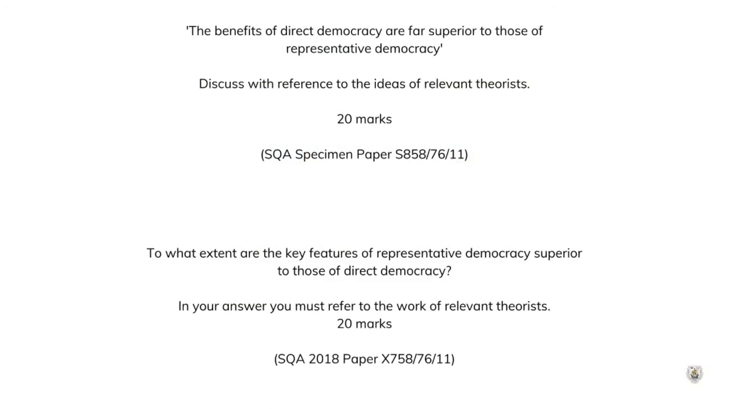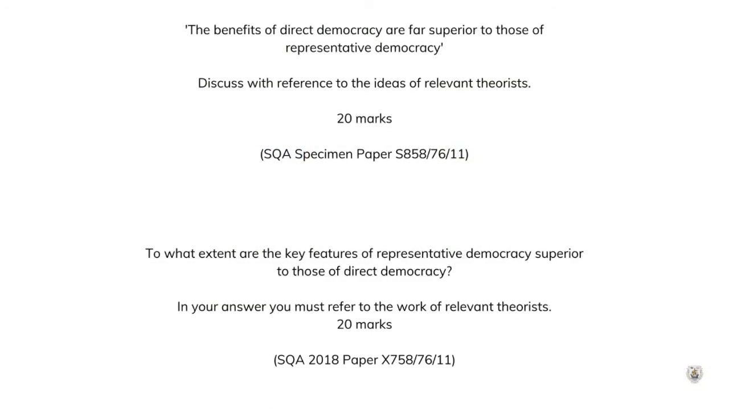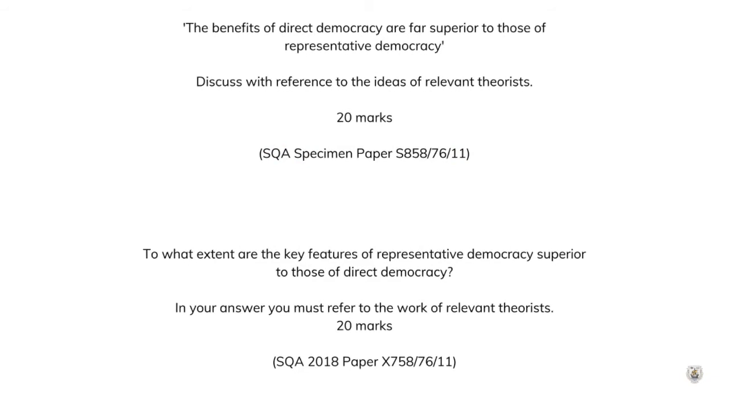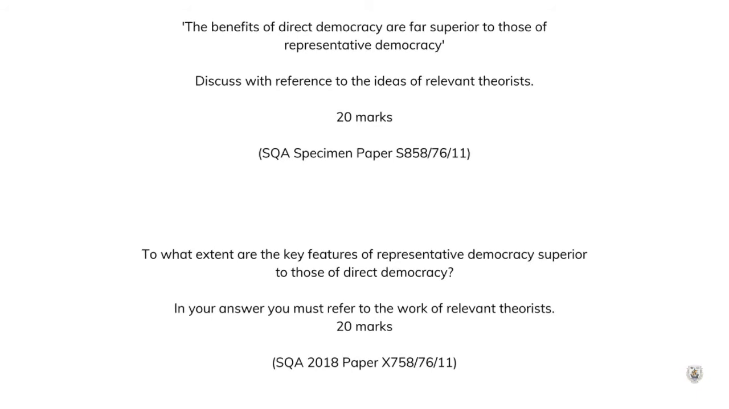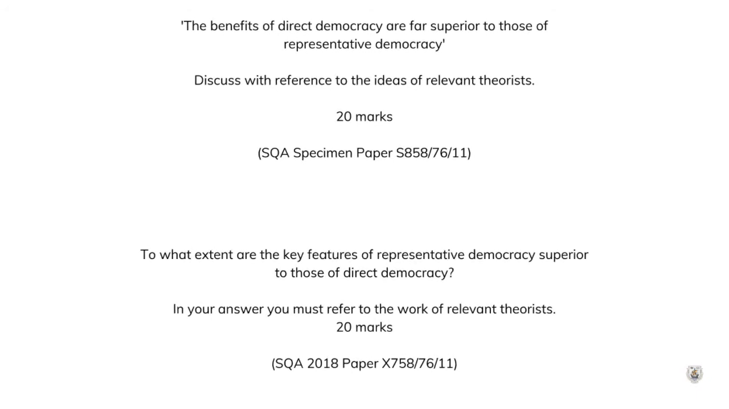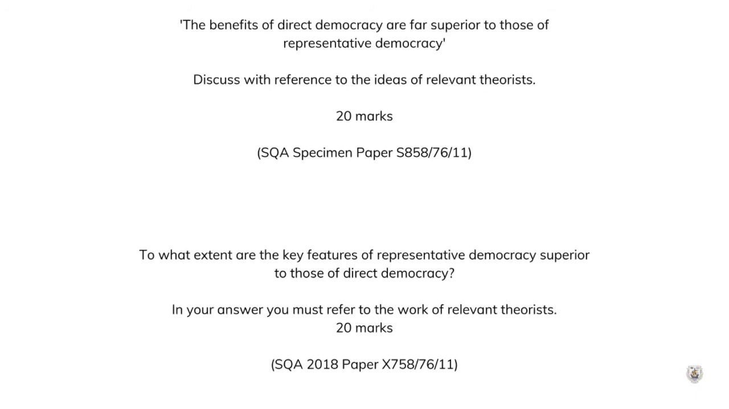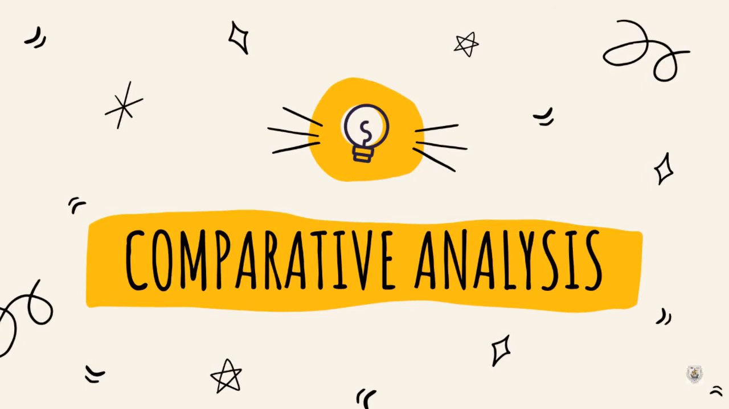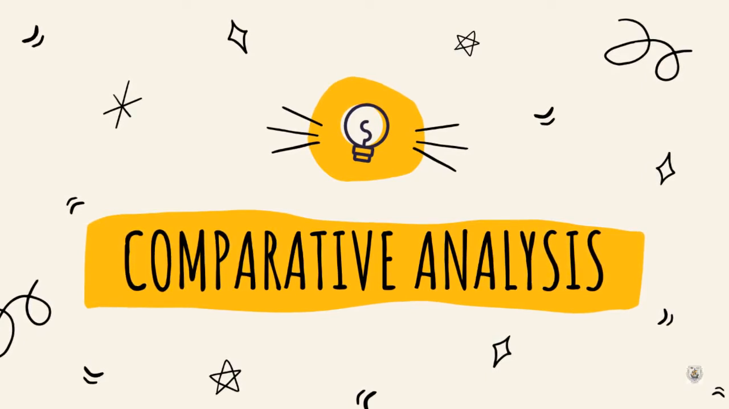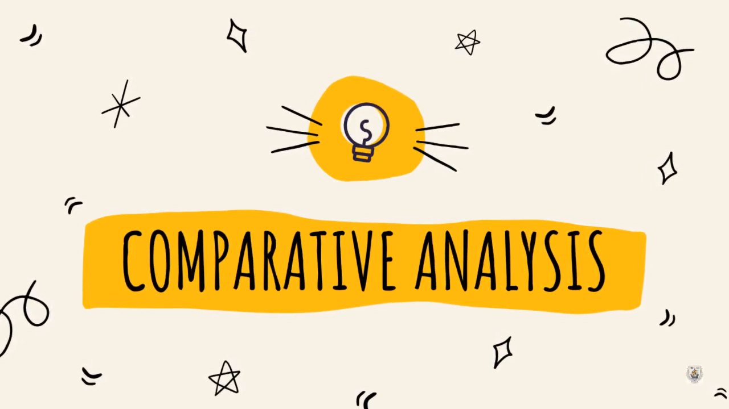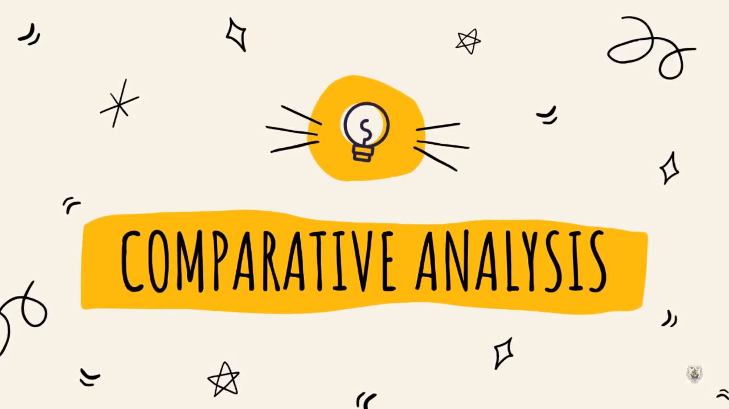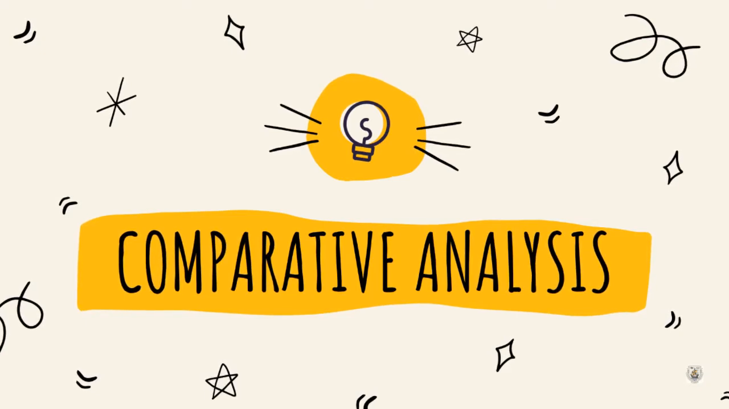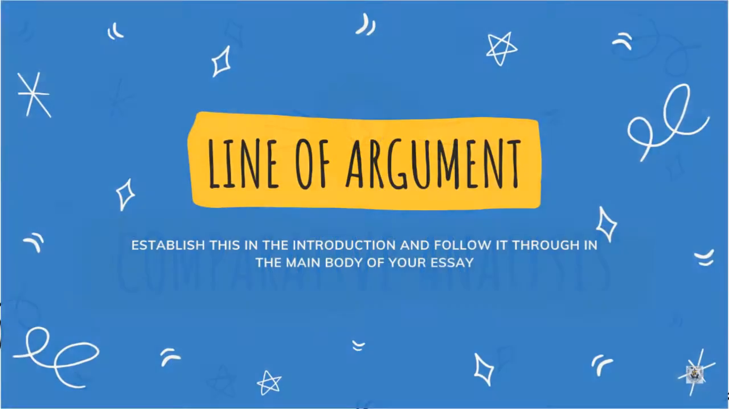What we can see from the 20-mark essay questions is that these questions are based on comparative analysis. We need to therefore assess each form of democracy, direct or representative, against the 4 aspects or features of democracy: practicality, accountability, representation, and participation. What we must avoid is an essay that is separated into 2 paragraphs on representative democracy and 2 on direct democracy. We need to try to compare the 2 forms of democracy against the 4 criteria, the 4 aspects of practicality, accountability, representation, and participation.